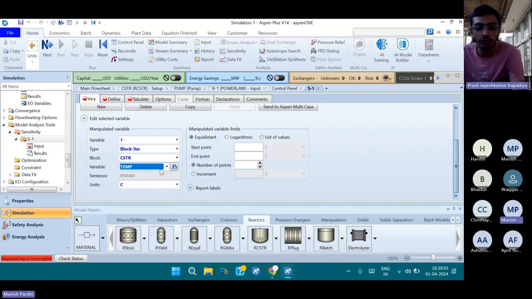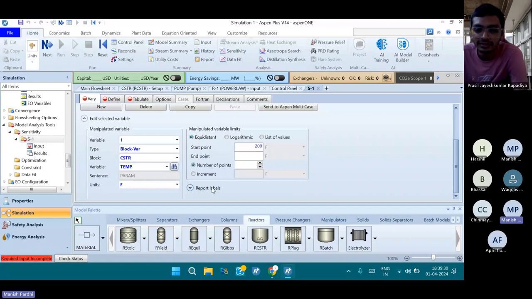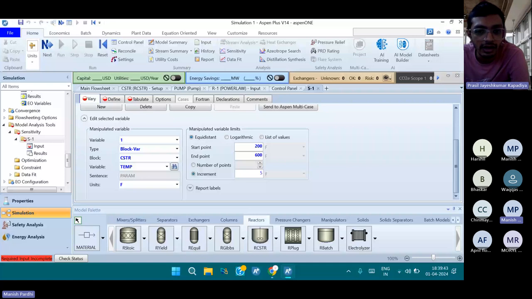Now, we don't know what should be the value. It should be less than 248 or greater than 248, we don't know. So let's keep our starting point from 200 to 600. With an increment of... no, let's not give that. Give the increment of 5 Fahrenheit. Okay, that is complete.